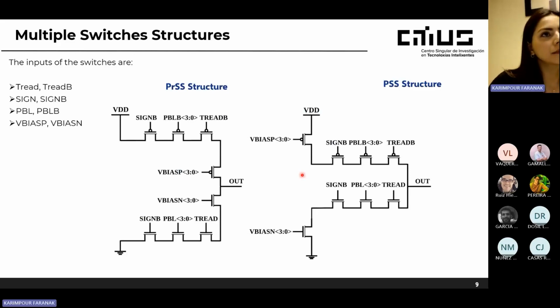Yeah, the PSS structures, position switches after the other way around. The PRSS structure is better than the PSS structure. About the parasitic capacitance, it's better, because it reduces a little the impact of parasitic capacitance. And also we have the error voltages that is better than the PSS structure.